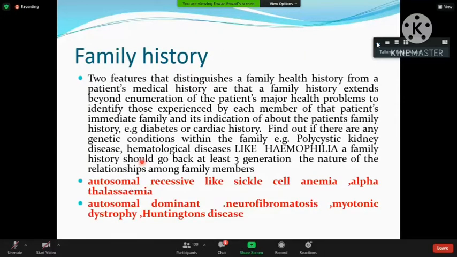Another field that we concentrate on when taking a history from the patient is the family history. We said the two most important patterns which affect the family history are autosomal recessive and autosomal dominant. We gave examples of autosomal recessive, like sickle cell anemia and alpha thalassemia, and also autosomal dominant, like neurofibroma and myotonic dystrophy and other diseases.